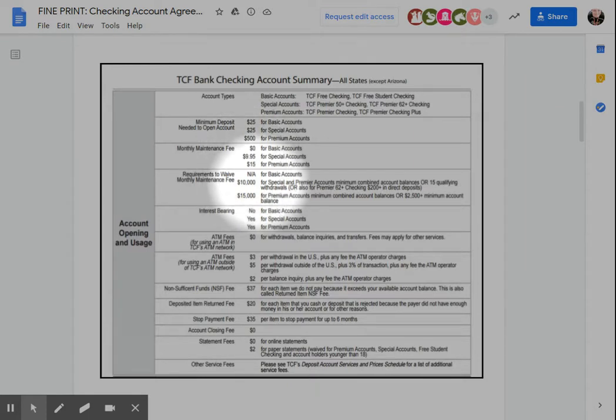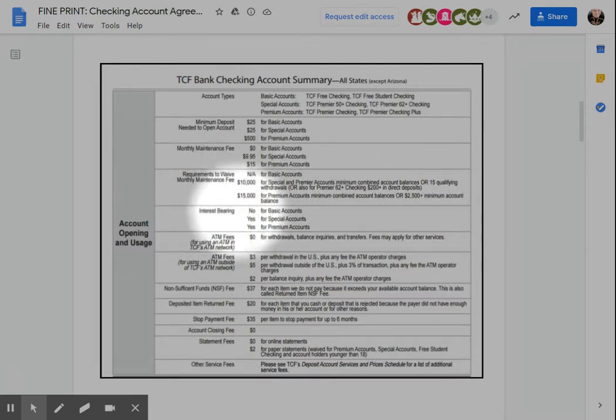So if I have $10,000 in my account, and actually that's for the special or the premium, or if I make 15 qualifying withdrawals. So if I pay like 15 bills every month, then I don't have to pay my monthly maintenance fee, or if I have a $10,000 balance. For the Premier account, the minimum combined balance of $15,000 or $2,500 plus a minimum account balance.